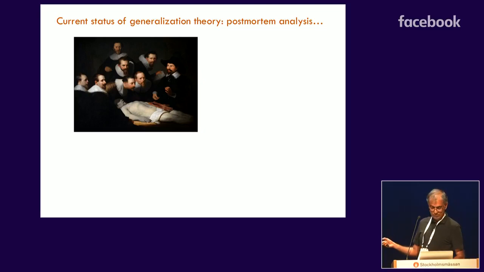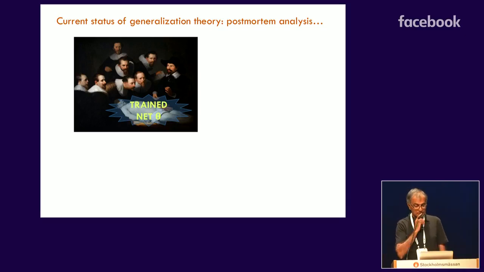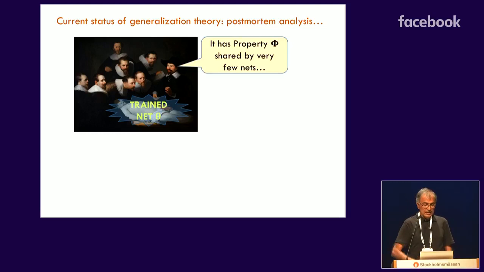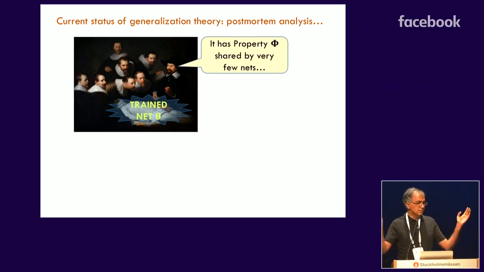So who's died? What's the postmortem? Well, nobody died. It's the trained net that we're analyzing. We're gathered around the trained net at the end of training, and somebody says this trained net has some property phi, whatever phi is. It could be a quantitative property. And property phi is shared by very few nets. It's a very special net. So now that should be good for generalization, right?